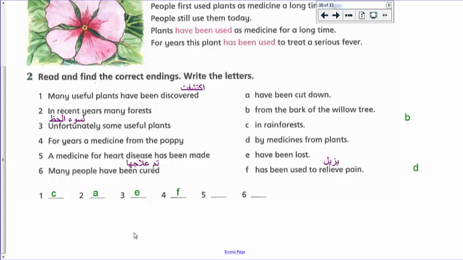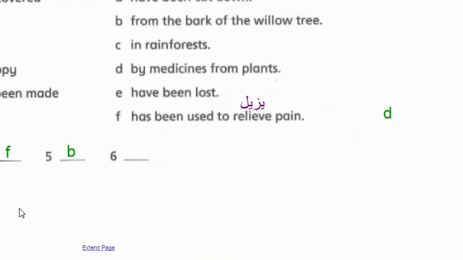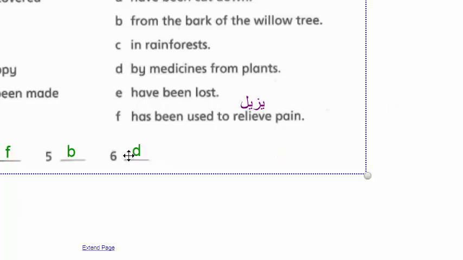A medicine for heart disease has been made, yes, from the bark of the willow tree. So this is B. Many people have been cured by medicines from plants. So this is the correct answer, D. So you can write the correct answers in your pupil's book, page 105.